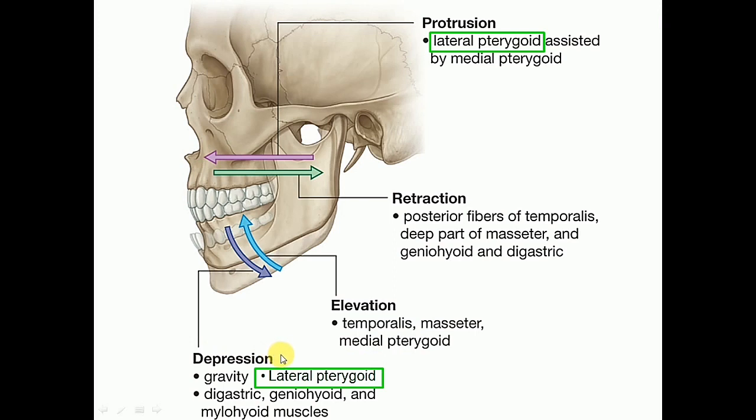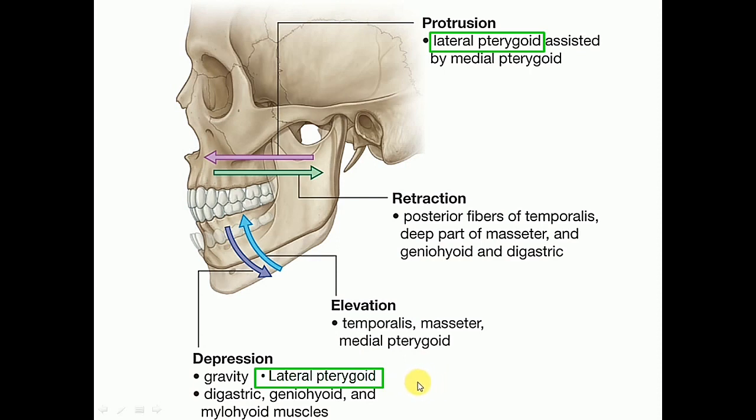Elevation is done by the anterior vertical and the middle oblique fibers of temporalis, masseter and medial pterygoid, whereas depression is done mainly by the lateral pterygoid, and when the mouth is opened wide or against resistance, it is done by digastric, geniohyoid and mylohyoid muscles. In addition to this, the lateral pterygoid not only does protrusion and depression of mandible, the lateral pterygoid also turns the chin to opposite side.